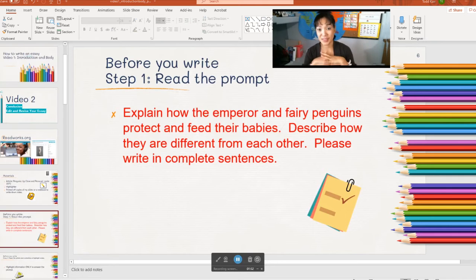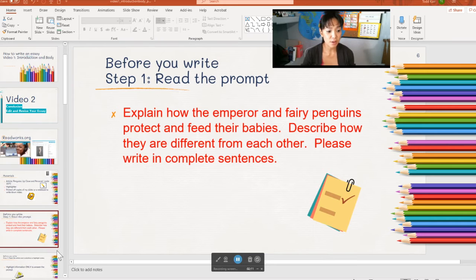Before we even start writing, we need to read the prompt. That's the very first step. So let's read it. Explain how the emperor and fairy penguins protect and feed their babies. Describe how they are different from each other. Please write in complete sentences.